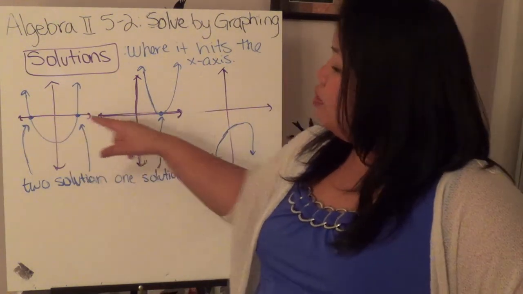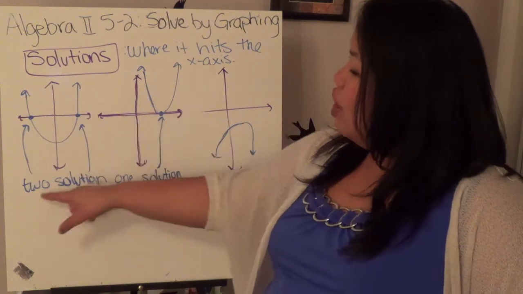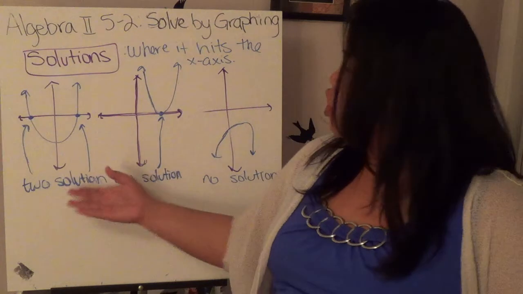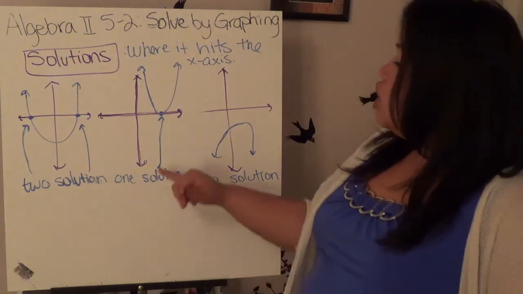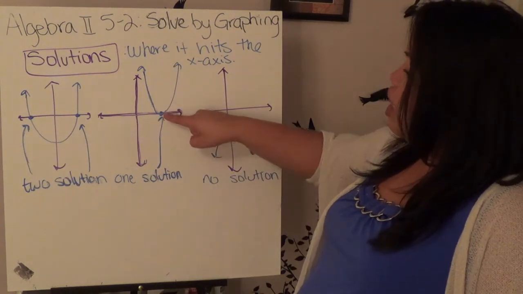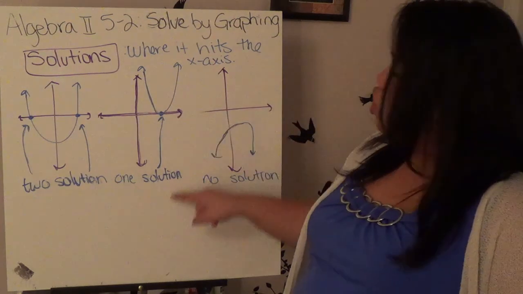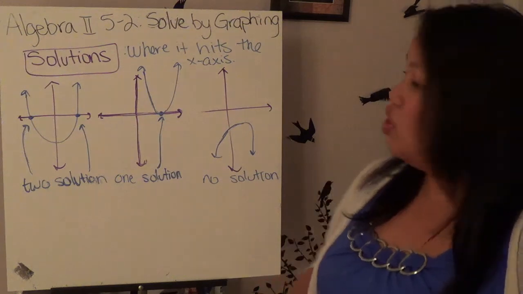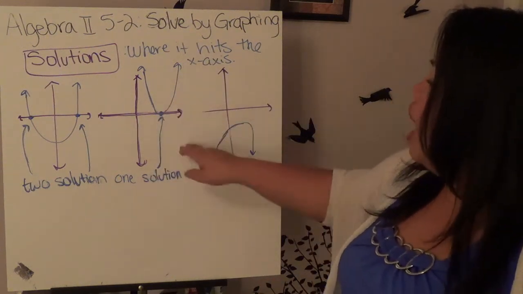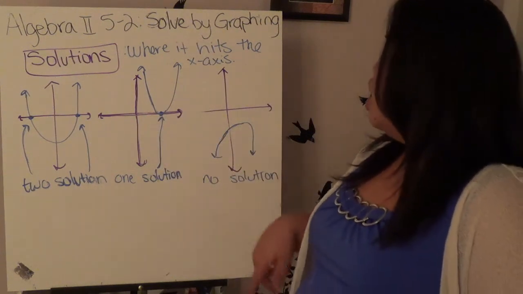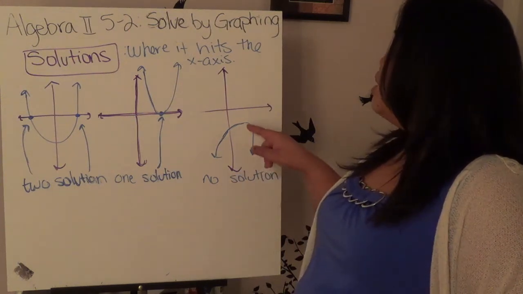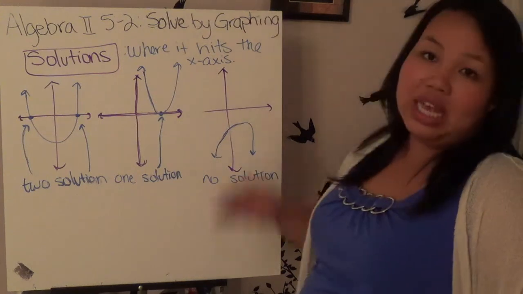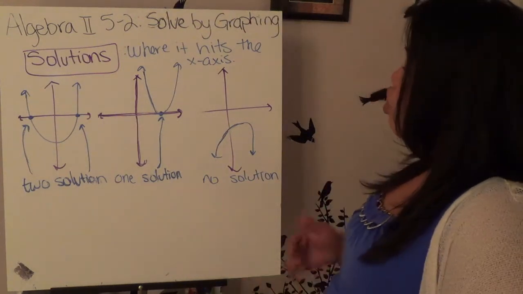If it hits the x-axis twice, you have two solutions. On average, you would have two solutions. One solution means that it hits exactly on the vertex, so it only hits once. It's its lowest point or the highest point, wherever it may be, but it hits once. No solution means that it never hits the x-axis at all, too low or too high. So those are our three options.